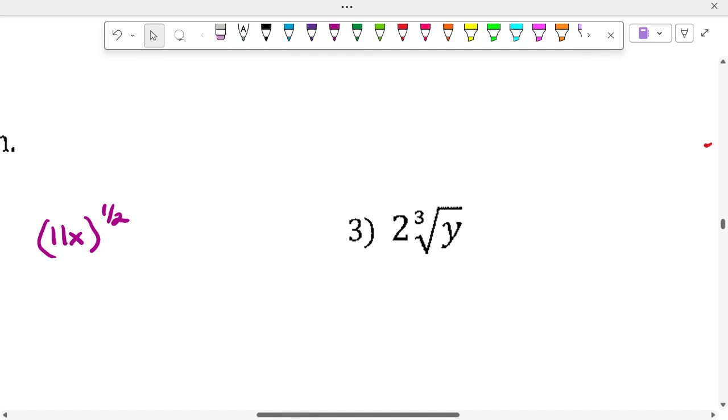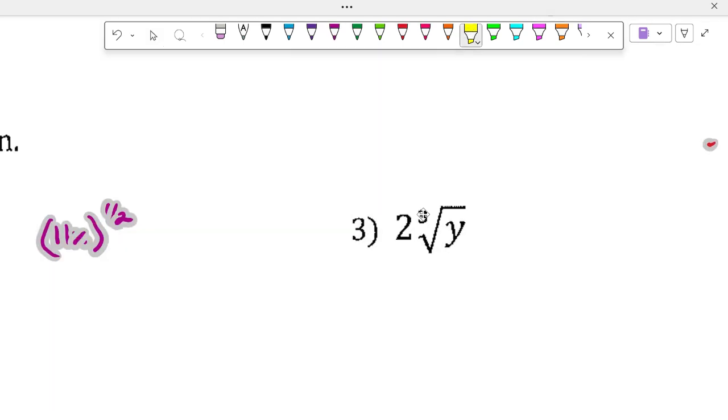What about 2 cube root of y? Now, be warned, this is not 2 cubed. This is 2 times the cube root of y. It's just really close together. So how would I rewrite this? 2 times y to the what? 1/3. Do I need to put parentheses? No, because we're only attaching the 1/3 to the y. So remember, there are no parentheses. We're just assuming that the 1/3 is attached to the y only.